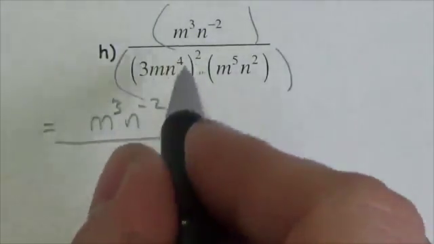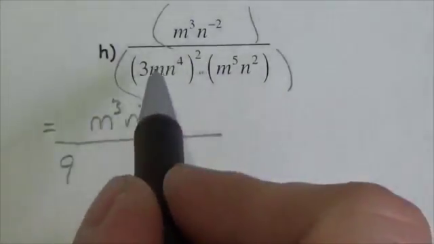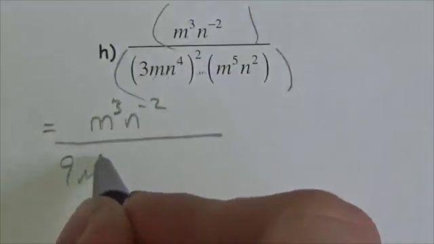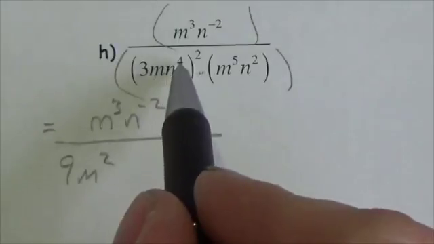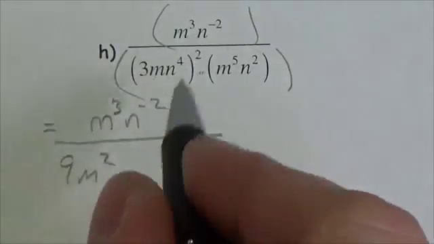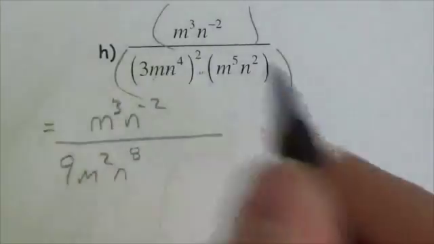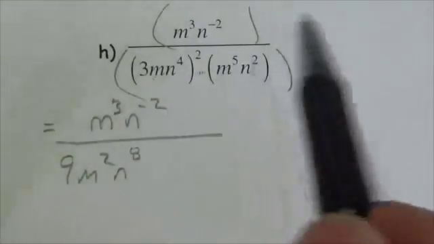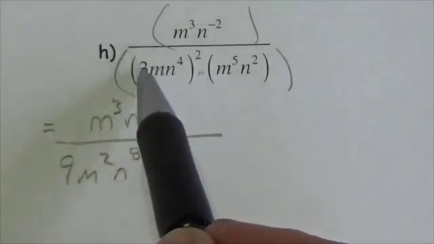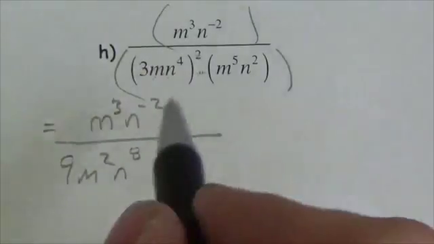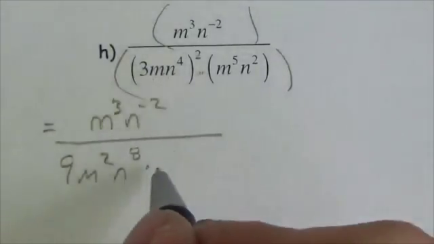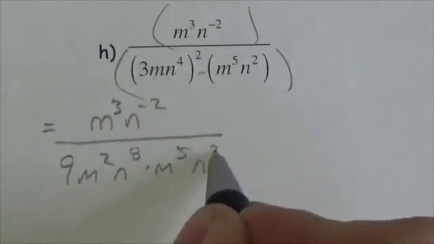So 3 squared will get me 9. M squared will just be m squared. N to the 4th squared, well, now that's a power of a power, so this will be n to the 8th. I multiply the exponents together. What I've got to remember here is that the square distributes to each factor. And now this is still multiplied by m to the 5th n squared.